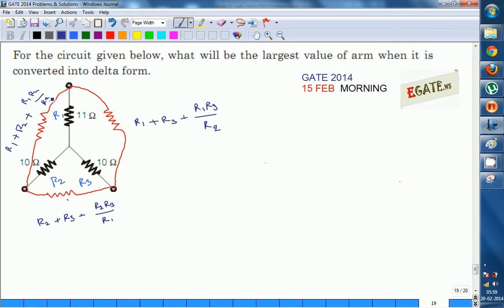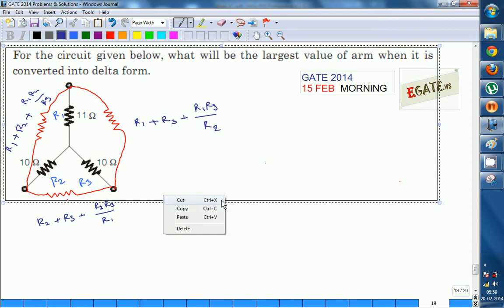Looking at these equations, we get one simple thing: whichever branch in the star has the least resistance will give the highest arm possible in the delta. Look at this 10, for example. The 10 appears in the denominator, which is small, so the other two terms are larger than this one, and this form is going to be the largest possible.